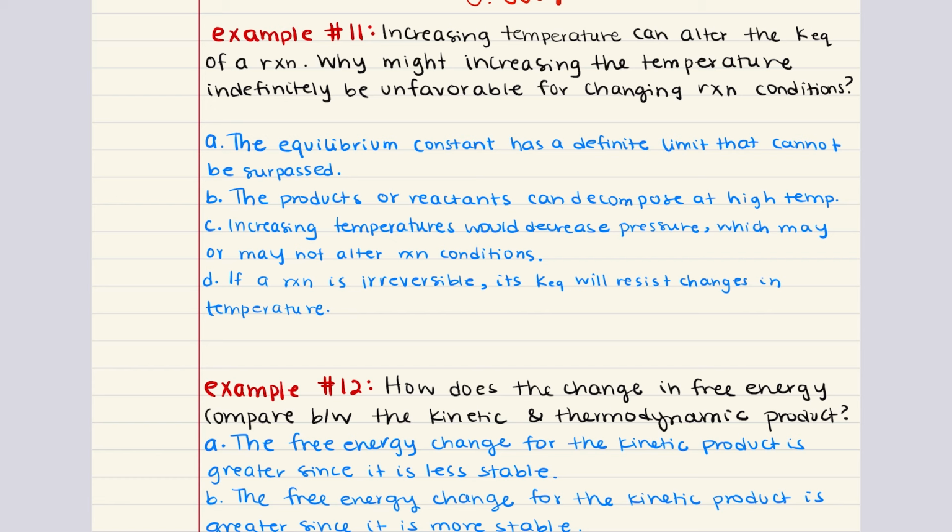D says if a reaction is irreversible, its equilibrium constant will resist changes in temperature. Now, irreversible reactions do not have an equilibrium constant in the same sense as reversible reactions. And so the statement is really not relevant to the context of equilibrium shifts due to temperature changes. And so D is incorrect because it refers to properties of irreversible reactions, which would not be involved in an equilibrium between products and reactants. And so going through the answer choices, the one that makes the most sense why increasing the temperature indefinitely is unfavorable is answer choice B.